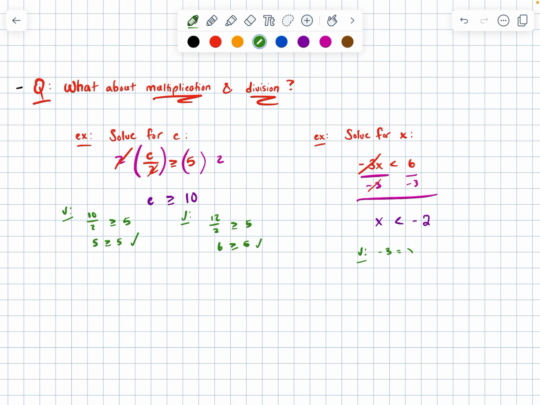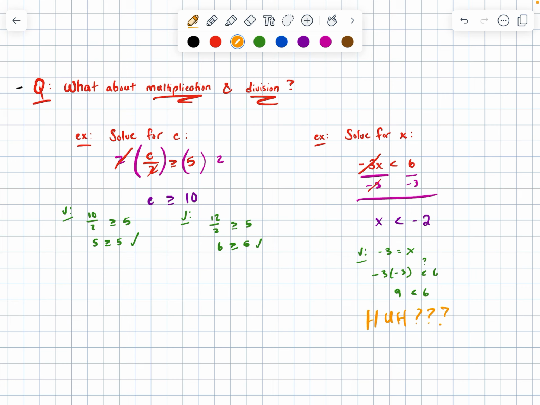Let's check. So here, I'm going to take a number less than negative 2. Maybe I'll do negative 3. Negative 3 is less than negative 2. To plug in, I'll do negative 3 times negative 3. I want to check, is this less than 6? Well, negative 3 times negative 3 is 9, and 9... What? Wait, 9 is not less than 6.